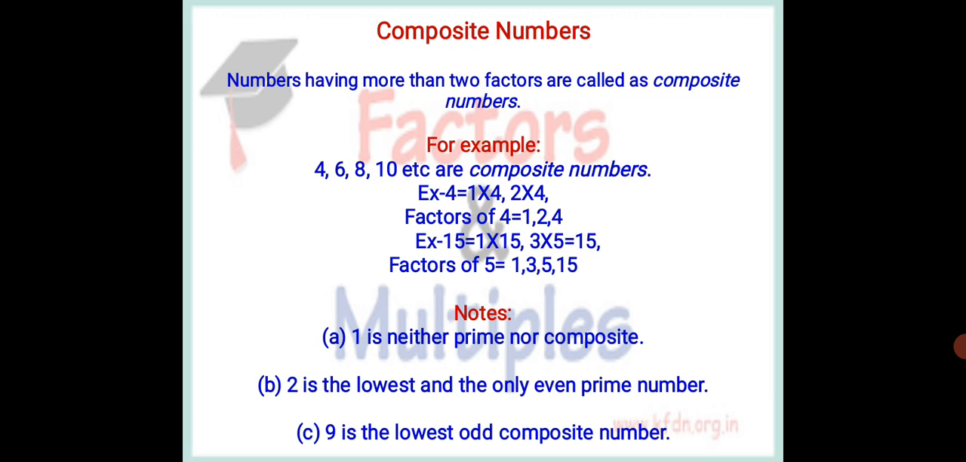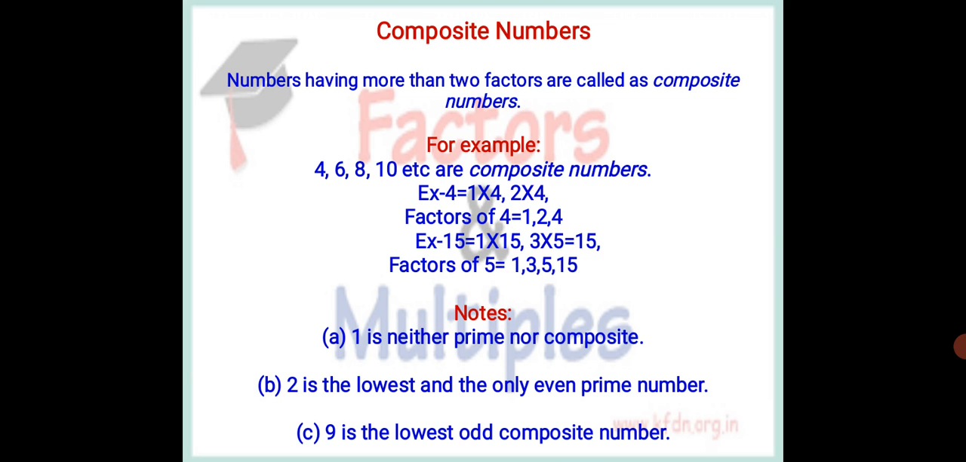What is a composite number? Children, numbers having more than two factors are called composite numbers. So we can say that all numbers other than prime numbers are said to be composite numbers. Why? Only prime numbers have two factors. The rest of all the numbers have more than two factors. So numbers which have more than two factors are called composite numbers.